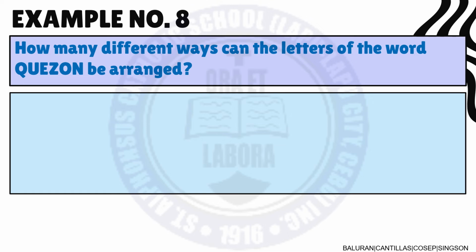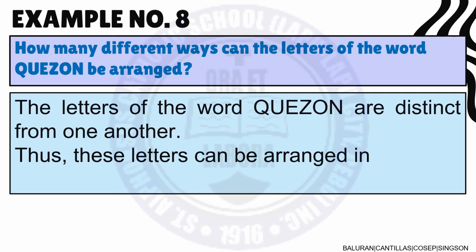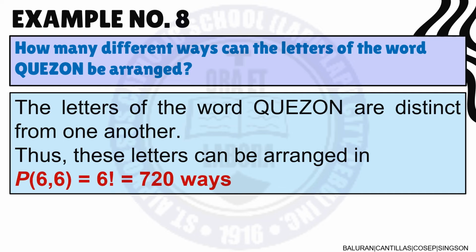Example number 8. How many different ways can the letters of the word Quezon be arranged? The letters of the word Quezon are distinct from one another. Thus, these letters can be arranged in: our n here is equal to 6 since we have a total of 6 letters from the word Quezon. Then since we have to form all letters, our r is also 6. So our permutation of 6 letters taken 6 at a time is equal to 6 factorial, which is equal to 720 ways.